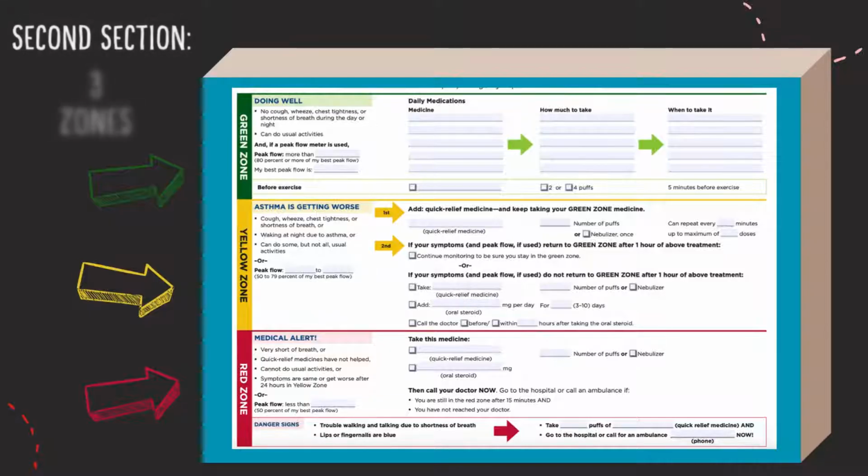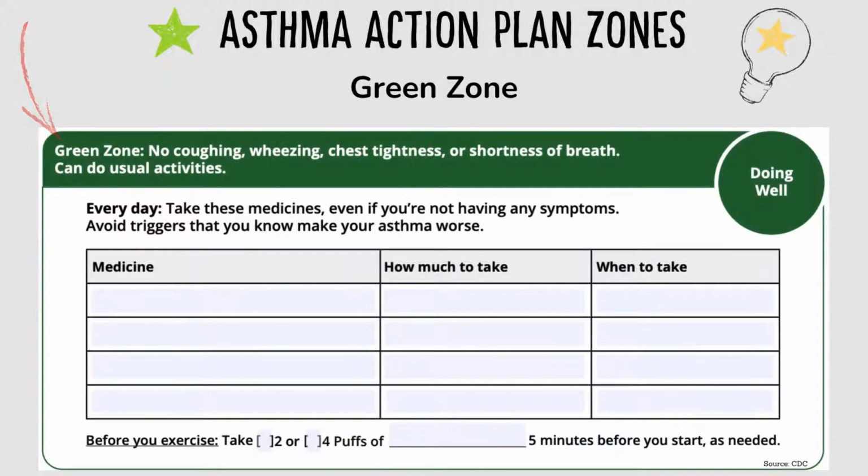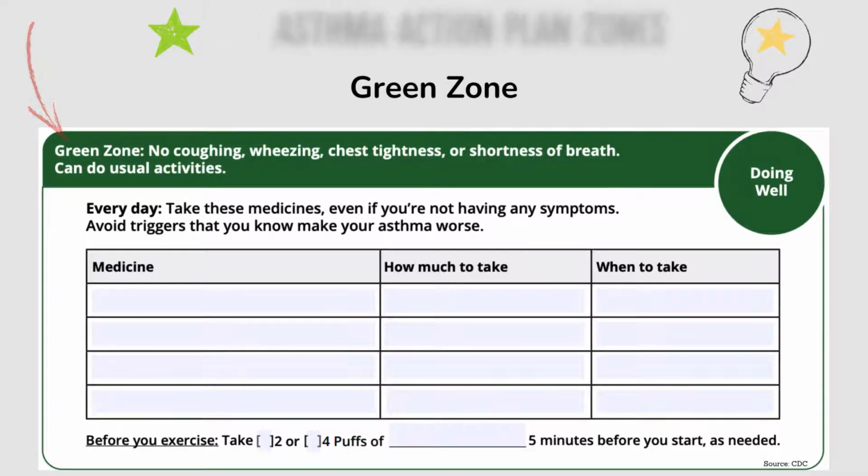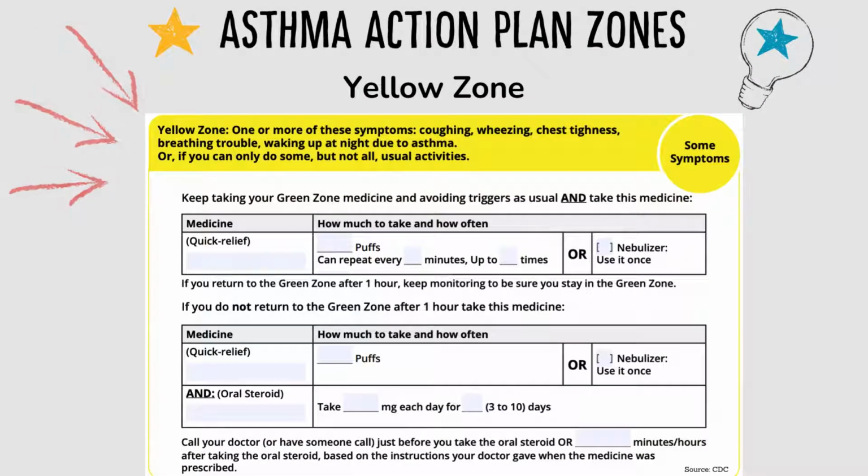The next section of almost every asthma action plan is divided into 3 different zones. The first zone is the green zone. When kids with asthma are in the green zone, it means they are not experiencing any asthma symptoms. The green zone provides guidance on how to best support your students, including the necessary steps to ensure their full participation in activities.